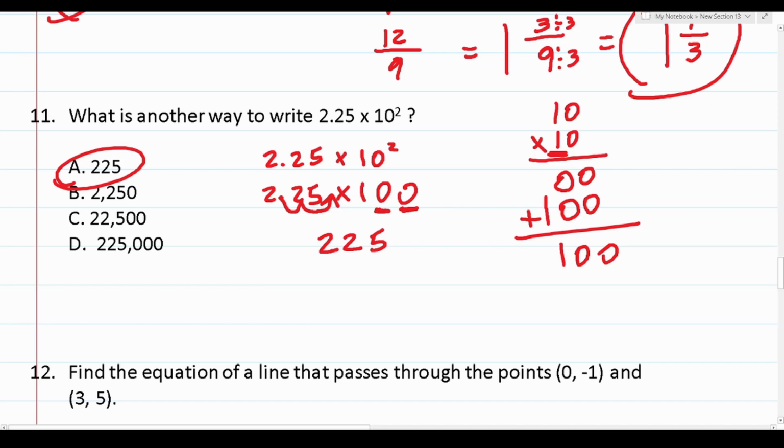Okay? Now, if you didn't realize that you could do that, you would have to work out 2.25 times 100, which is very tedious and time consuming. So again, you have to get comfortable making shortcuts like this to be successful on the ASVAB.